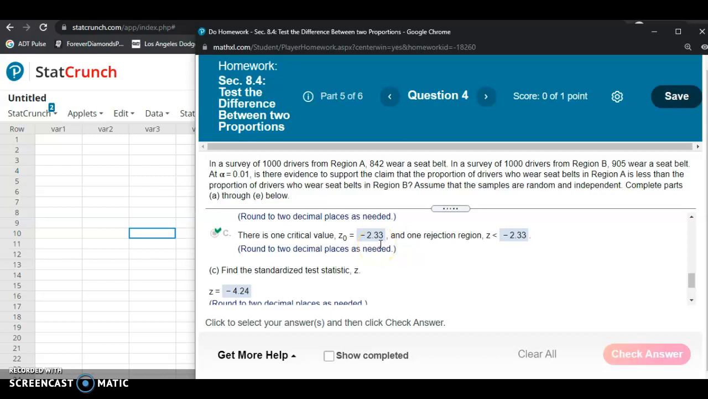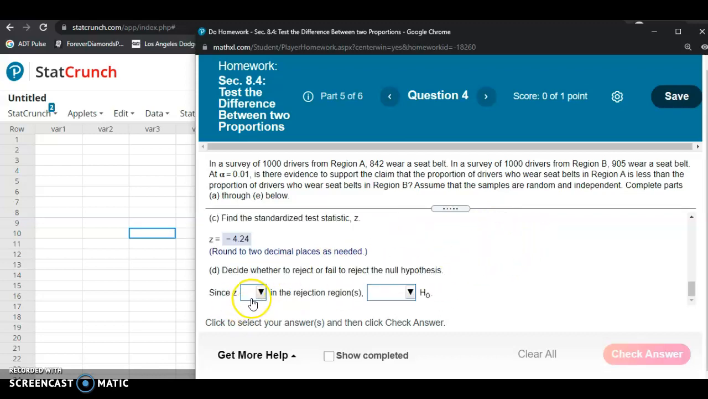Any z-stat or test statistic that is more negative than negative 2.33 is in the rejection region. If it's less negative, or even positive, it's not in the rejection region. What I mean by more negative is a larger negative number than the critical value of negative 2.33. So clearly negative 4.24 is in the rejection region, and we would reject the null hypothesis.